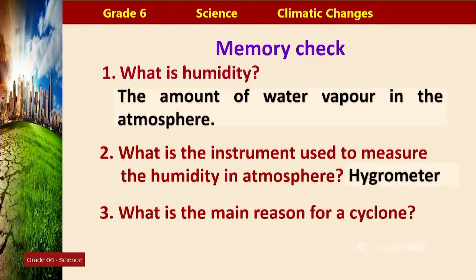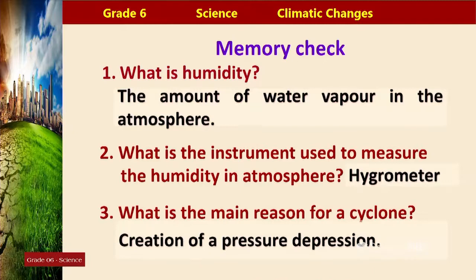What is the main reason for a cyclone? Yes, how would a cyclone occur, children? We said first of all a pressure depression is created. Creation of a pressure depression. Pressure depression is created and air blows from the surrounding areas.